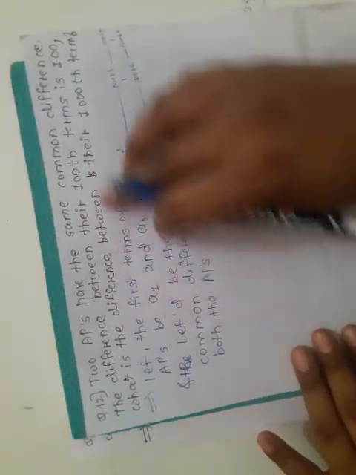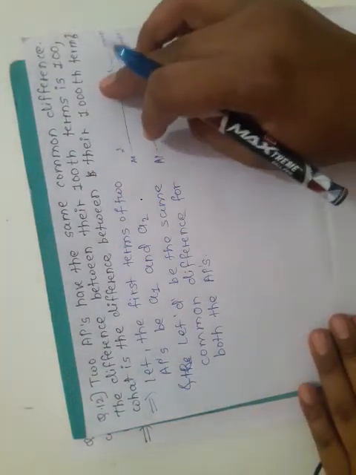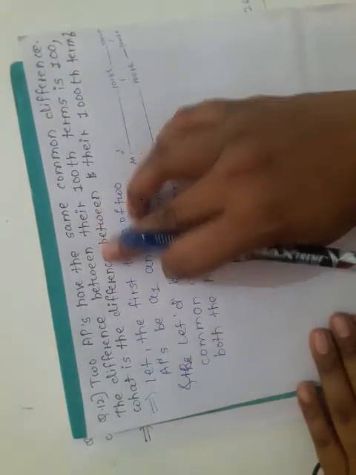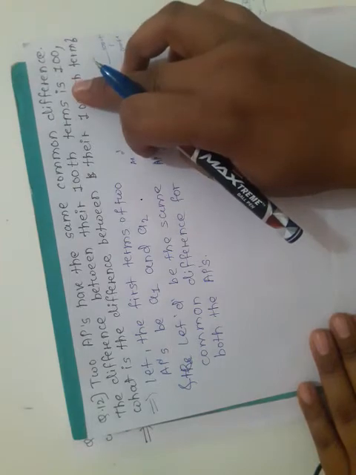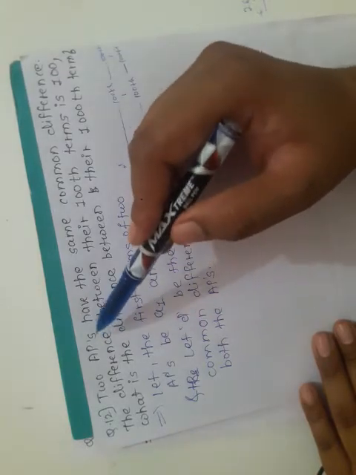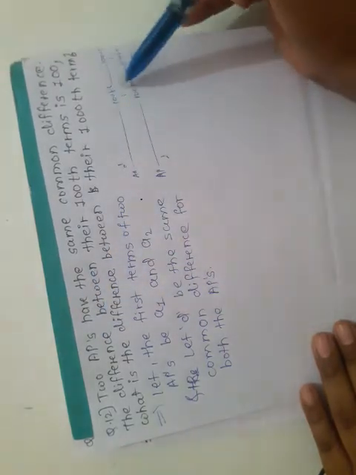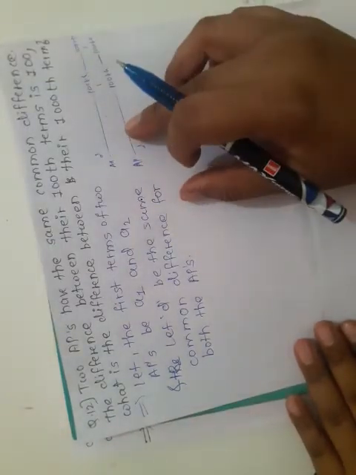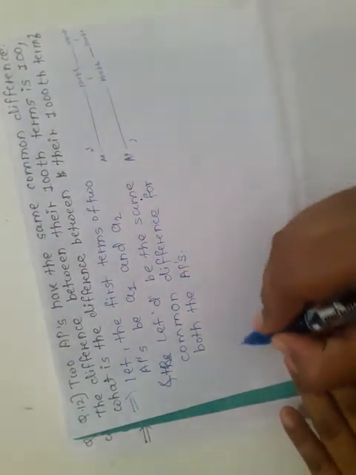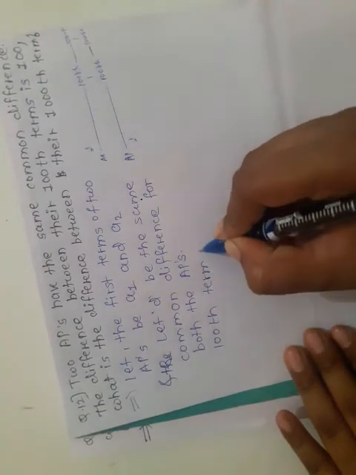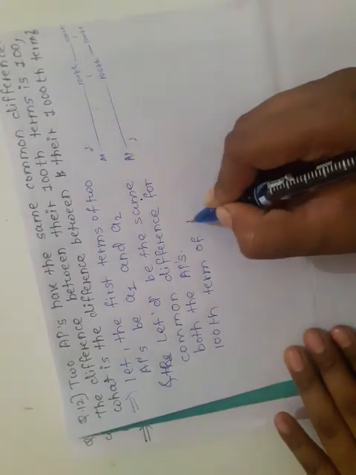Okay, now what we have to find out is the difference between the 1000th terms of both these APs. But here see what is given to us. The difference between their 100th terms is 100, means the difference between the 100th terms of both these APs is 100, given to us. Okay, so for the first AP, what is the 100th term then? So write down the 100th term of the first AP.